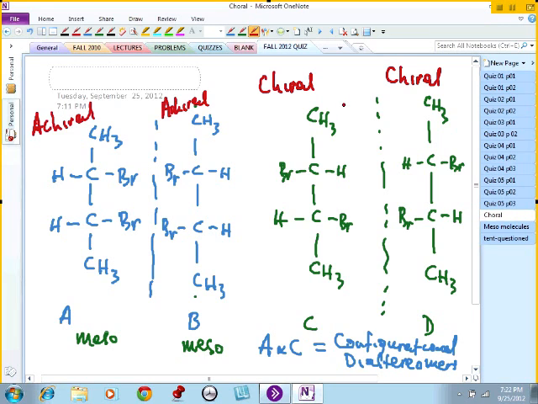It does not superimpose on its mirror image. That is the absolute condition for chirality. Anytime we talk about a molecule being chiral, the only condition that you could use to test whether a molecule is chiral or not is whether it will superimpose on its mirror image. That is the absolute condition for a molecule being chiral.